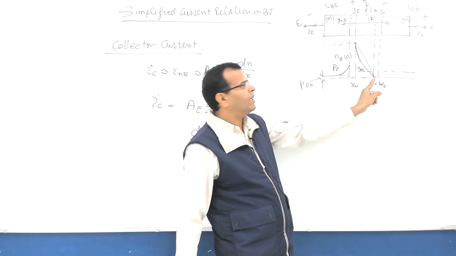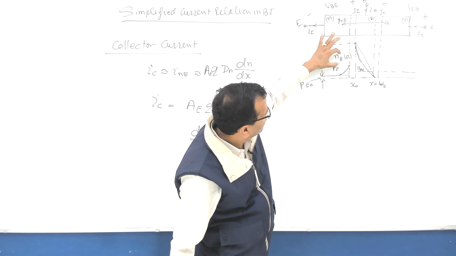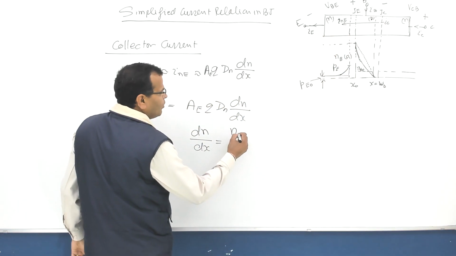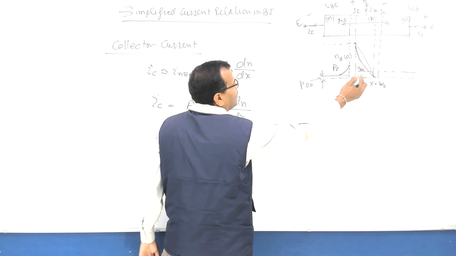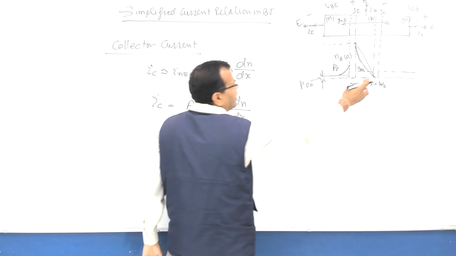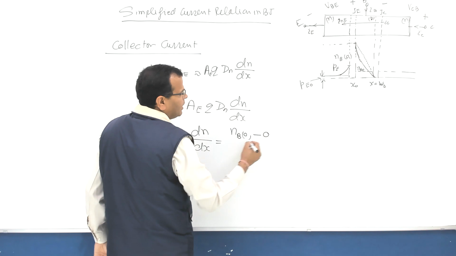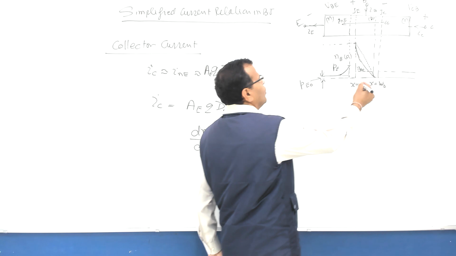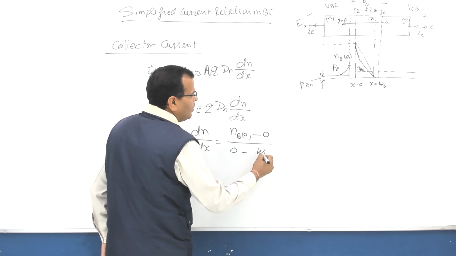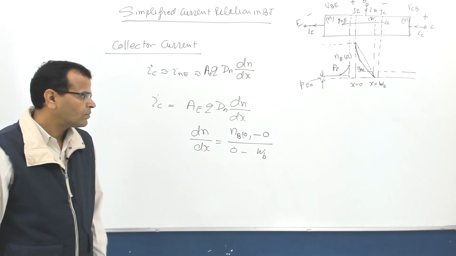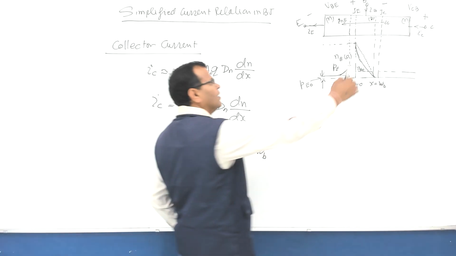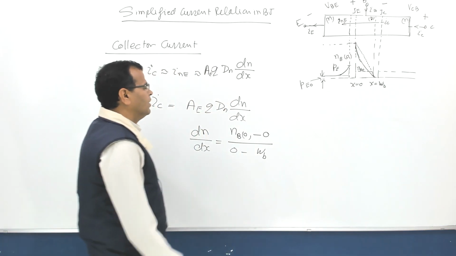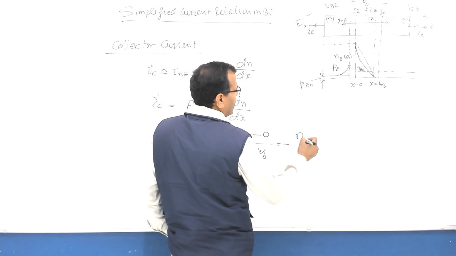Final concentration here is 0. What is the concentration here? Concentration of electrons in the base region is NB0, that is at the edge of this point, minus what is the concentration here at the reverse bias junction, 0, divided by what is the value of X here, that is 0 minus WB. So the slope of the concentration in the base region, the minority carrier concentration, is equal to minus NB0 into WB.